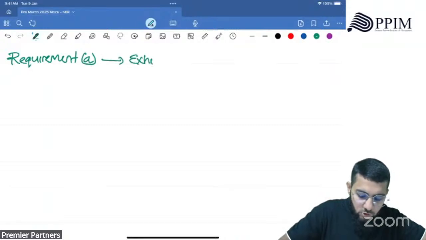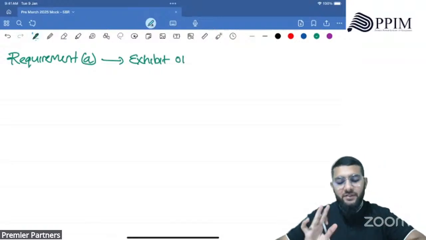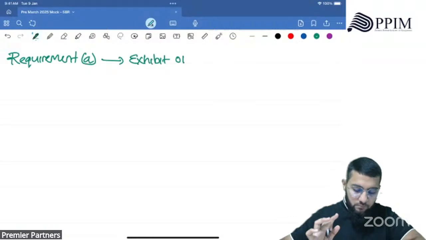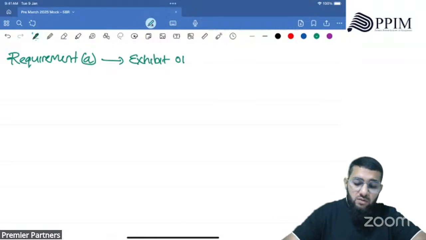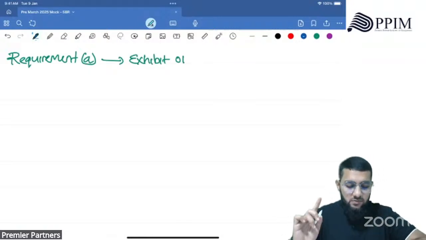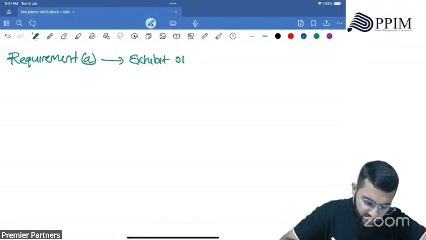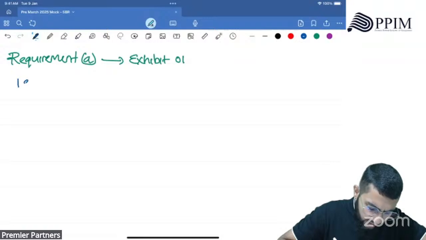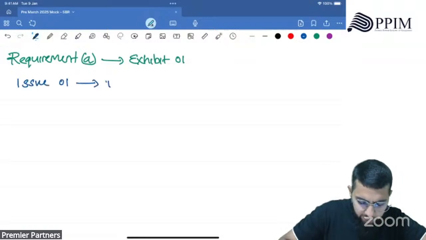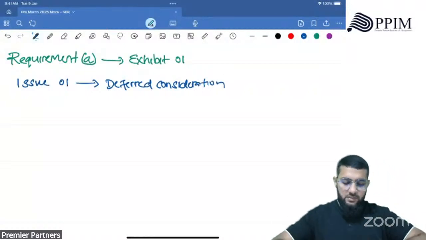You're supposed to use exhibit number 1 and calculate and correct errors. As I always iterate, knowledge and application is very important. How do you structure this? Issue number 1. What was the issue number 1 that we identified? Deferred consideration. That's issue number one.